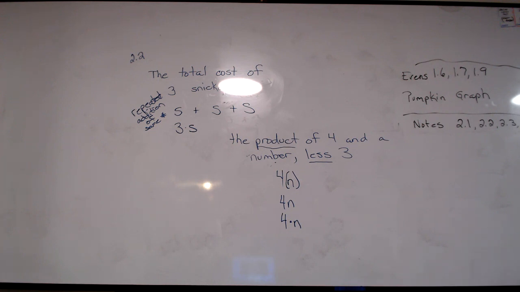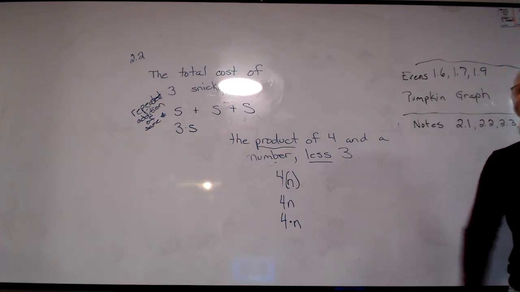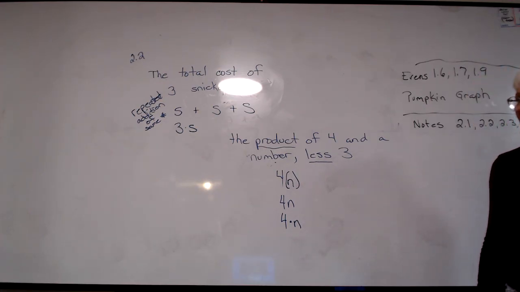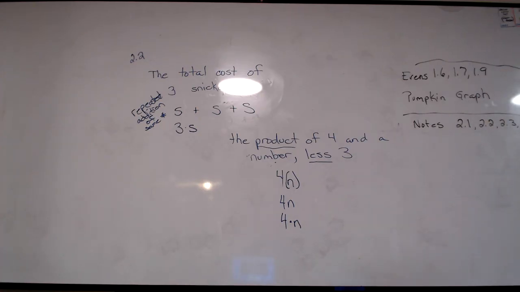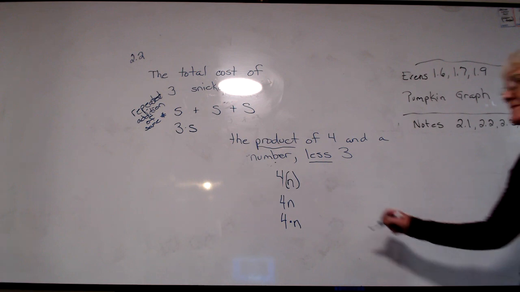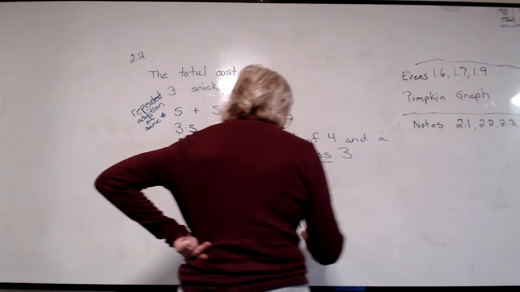Yes, they're different. Which one's different? Just the ones that have the parentheses and the ones that don't. But do they mean different things? 4n would be, if we know what n is, 4 times whatever n is. Say we know n is 3, then it's not 43. Whoa, not in math. It would be 4 times 3.